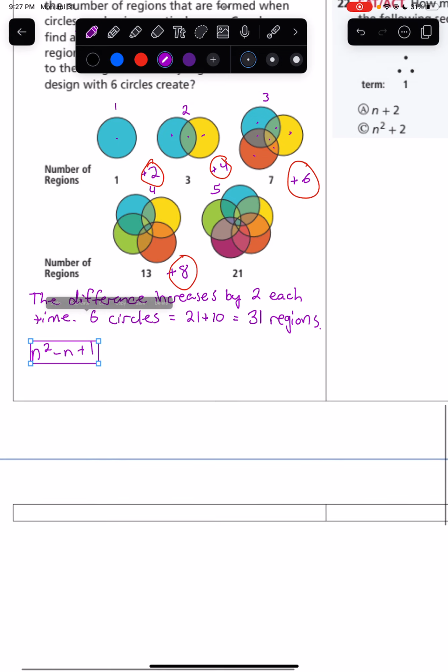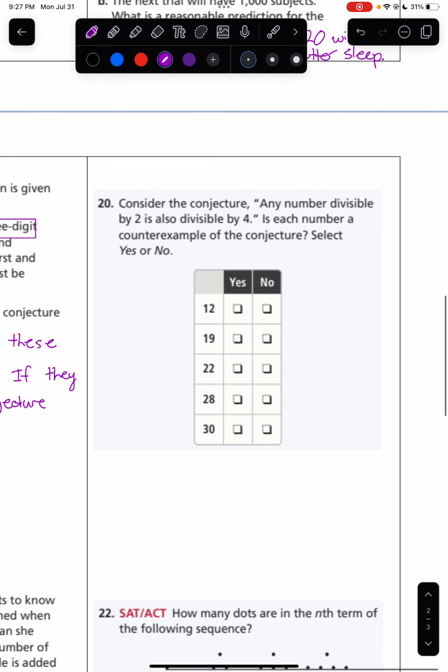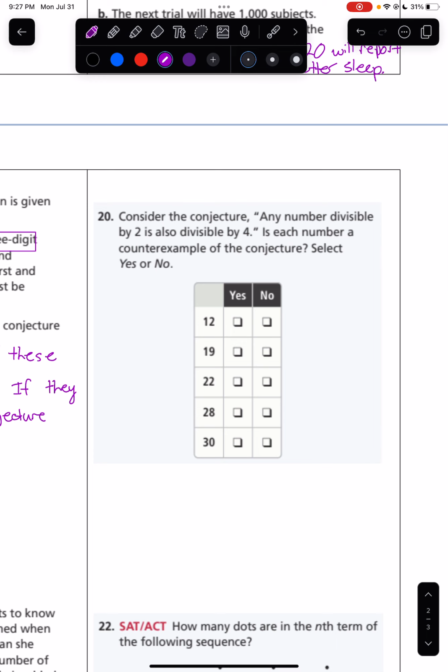Okay, next, almost done. Consider the conjecture: any number divisible by 2 is also divisible by 4. Is each number a counterexample of the conjecture? In order to be a counterexample, it has to follow the first part and be divisible by 2, but not follow the second part, not be divisible by 4. So let's see, 12. 12 is divisible by 2. That works. But it is also divisible by 4. So it's not a counterexample.